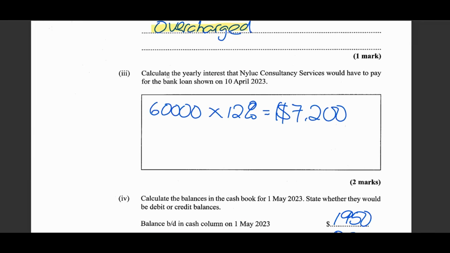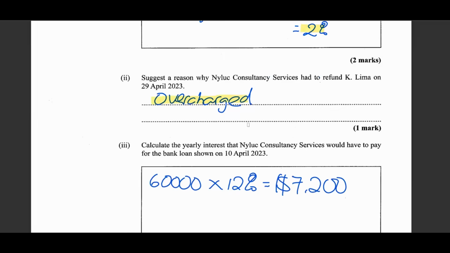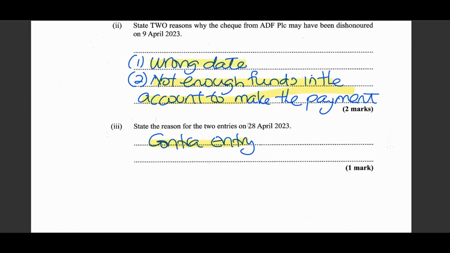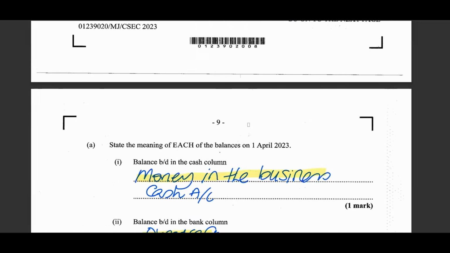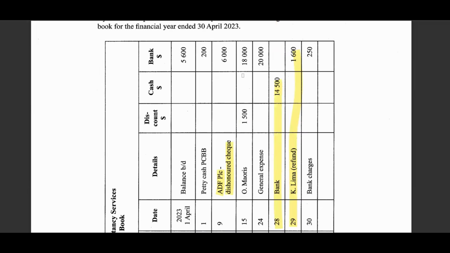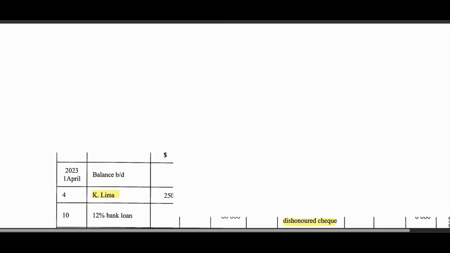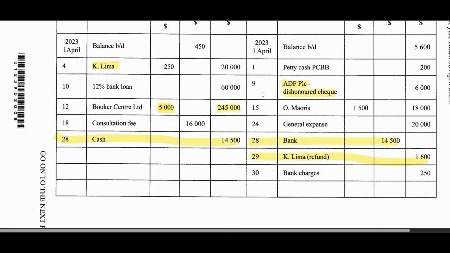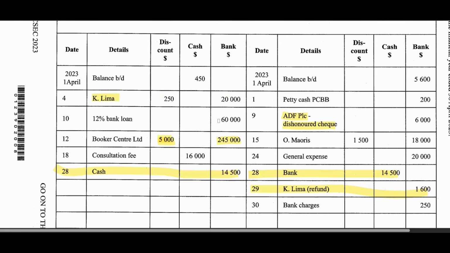Next up, calculate the yearly interest that Nyla Consultancy Services would have to pay for the bank loan on 10th of April. Alright, so going back up. Check it out. So yearly interest in the bank loan is 60,000. The yearly interest is 12%. So simply 12% by 60,000, and that should give us our value.